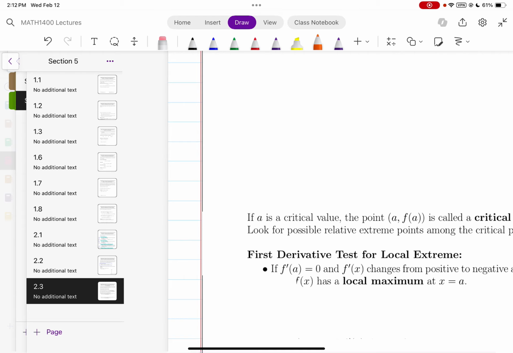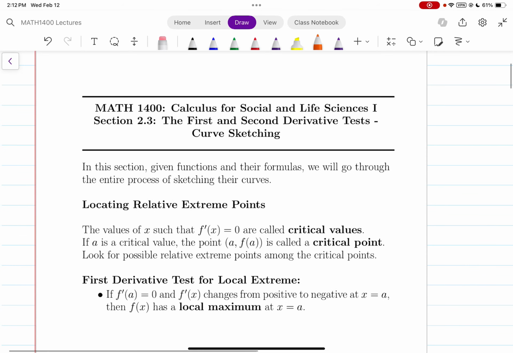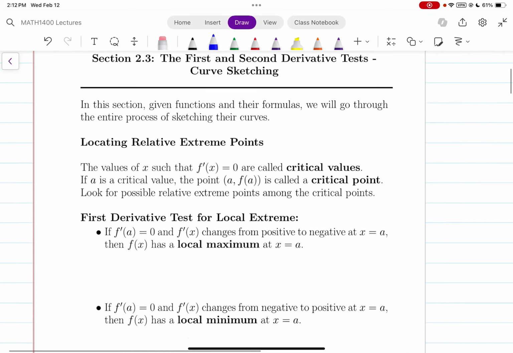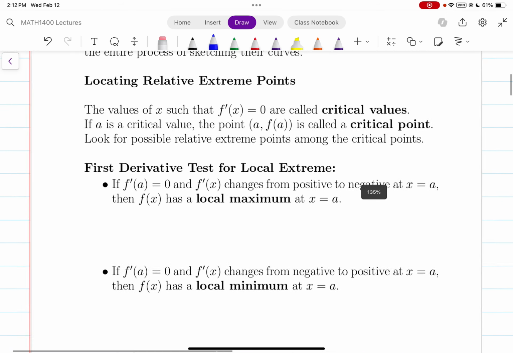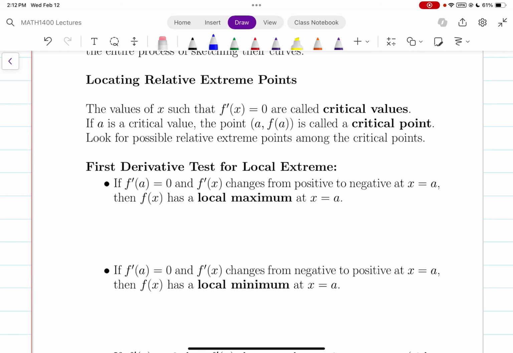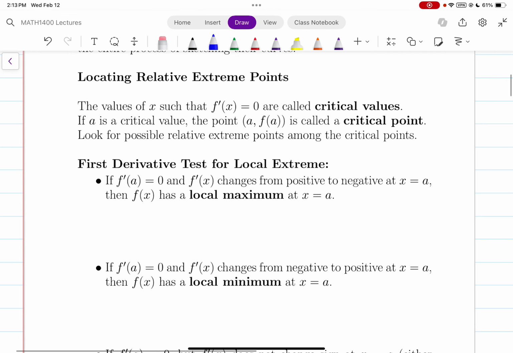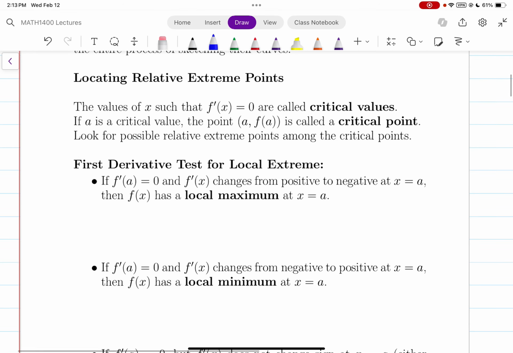So I'm going to move on to 2.3. We're just going to start this one. We're not going to get through the entire thing. We'll save the rest for Friday, but let's get started here. Essentially, these local maximums and local minimums are something that we've been talking about a little bit lately in class, and this section is going to be about how to find those when you're given a function.